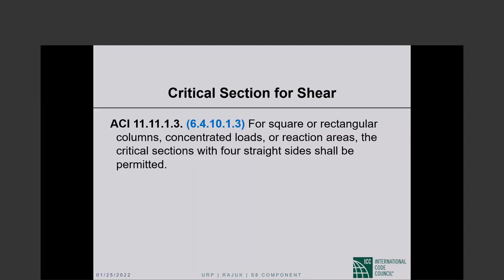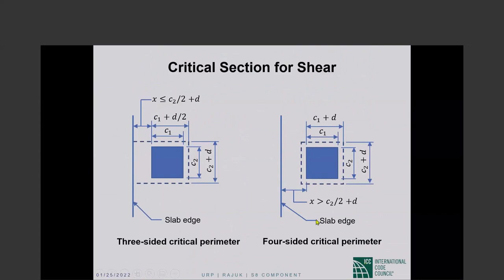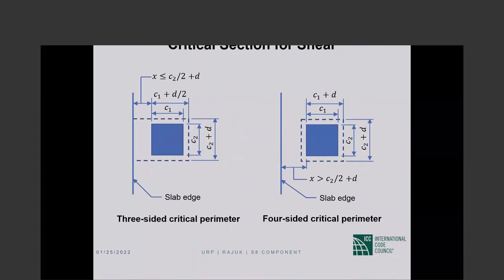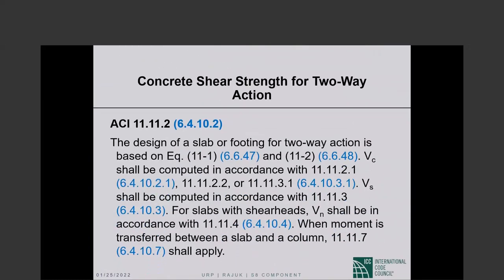So if you try to literally apply it, at this corner you have gone more than d over 2 from the corner of the column. So this four-face critical section is not exactly what is described by this language, but the code is saying that the four-face critical section is good enough. For square, rectangular columns, concentrated loads, etc., the critical sections with four straight sides shall be permitted. That's totally officially good.